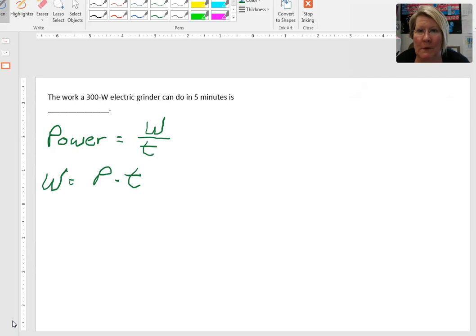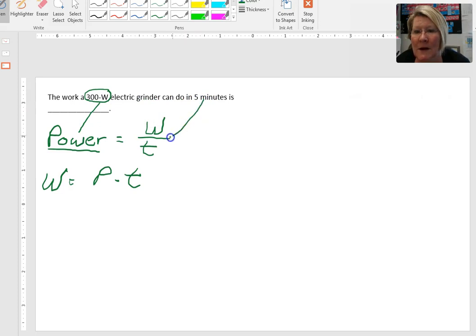When you are accomplishing work, you want the object that you're using to accomplish the work to be efficient. So the rate at which work is accomplished is called power. So this problem is going to deal with power. So the work a 300-watt electric grinder can do in 5 minutes is what? Well, for power, the unit for power is the watt. So they're giving us 300 watts.